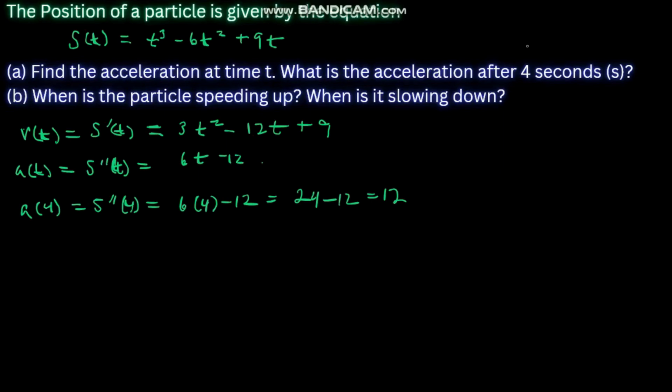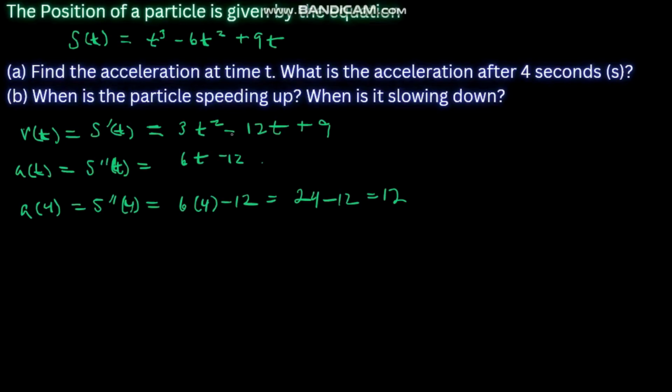Okay, so we're given the position of a particle by this equation here, and we're to find the acceleration at time t. What is the acceleration after 4 seconds? That's easy, guys. All we're going to need to do here is take the derivative of s. That's going to give me s prime is equal to 3t squared minus 12t plus 9.